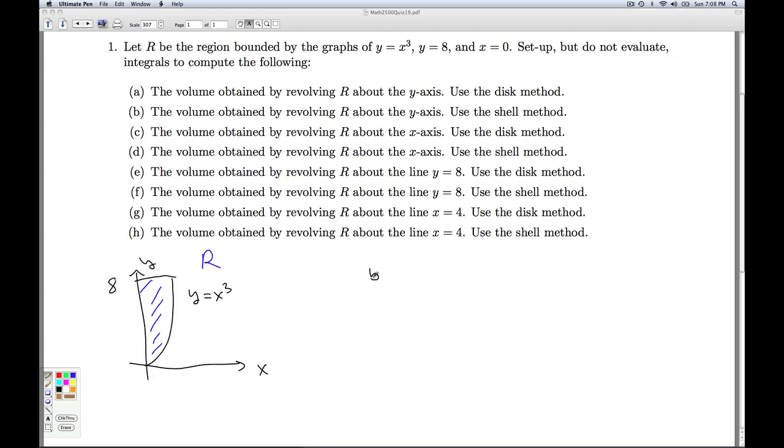Okay, in part B now, we're asked to find the volume, once again revolved around the y-axis, but now we're asked to use the shell method. For the disk method, you chop up the axis you're revolving around. For the shell method, you're going to chop up the other axis. So in this case, we're going to be chopping up the x-axis. So we're going to draw our representative rectangle in there.